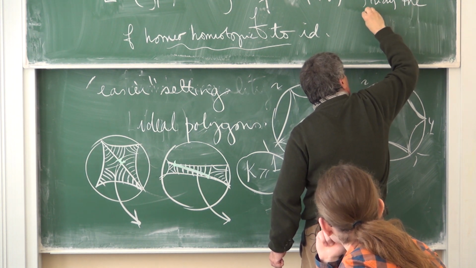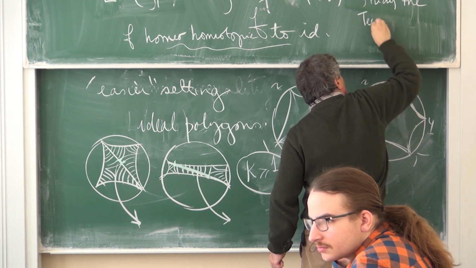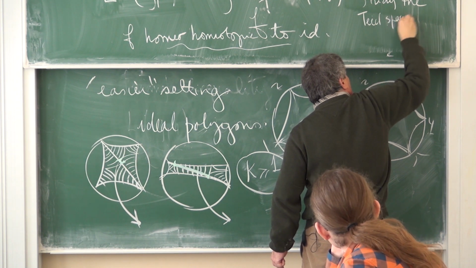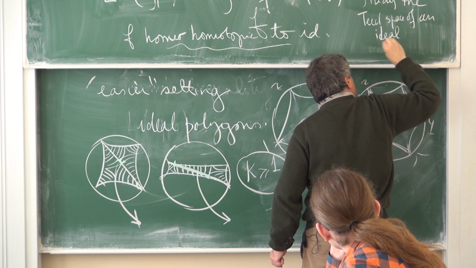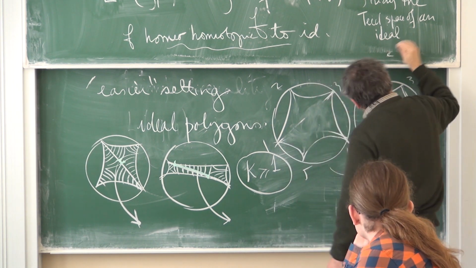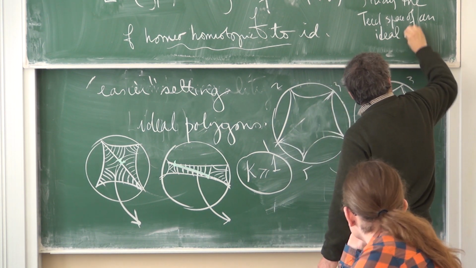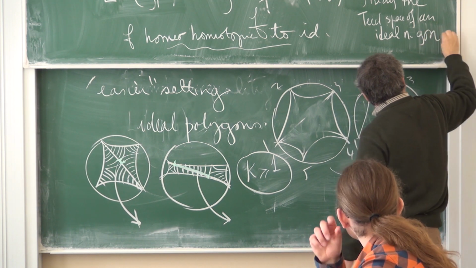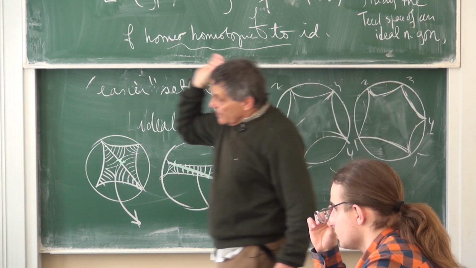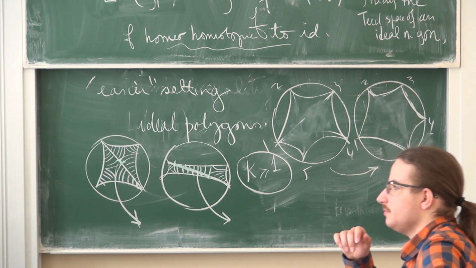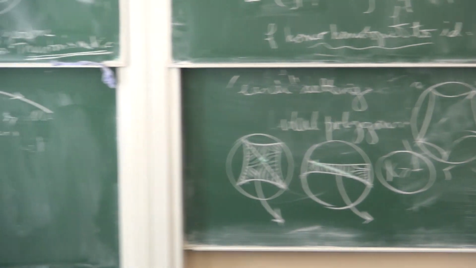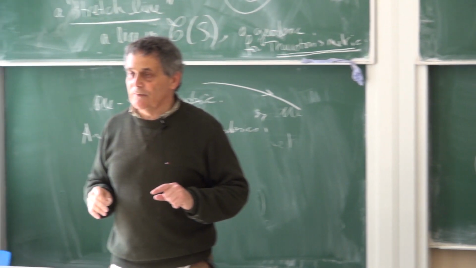Study the Teichmüller space of an ideal n-gon, a theory which is parallel to that theory for closed surfaces, which is in Thurston's paper, and this is still not done.